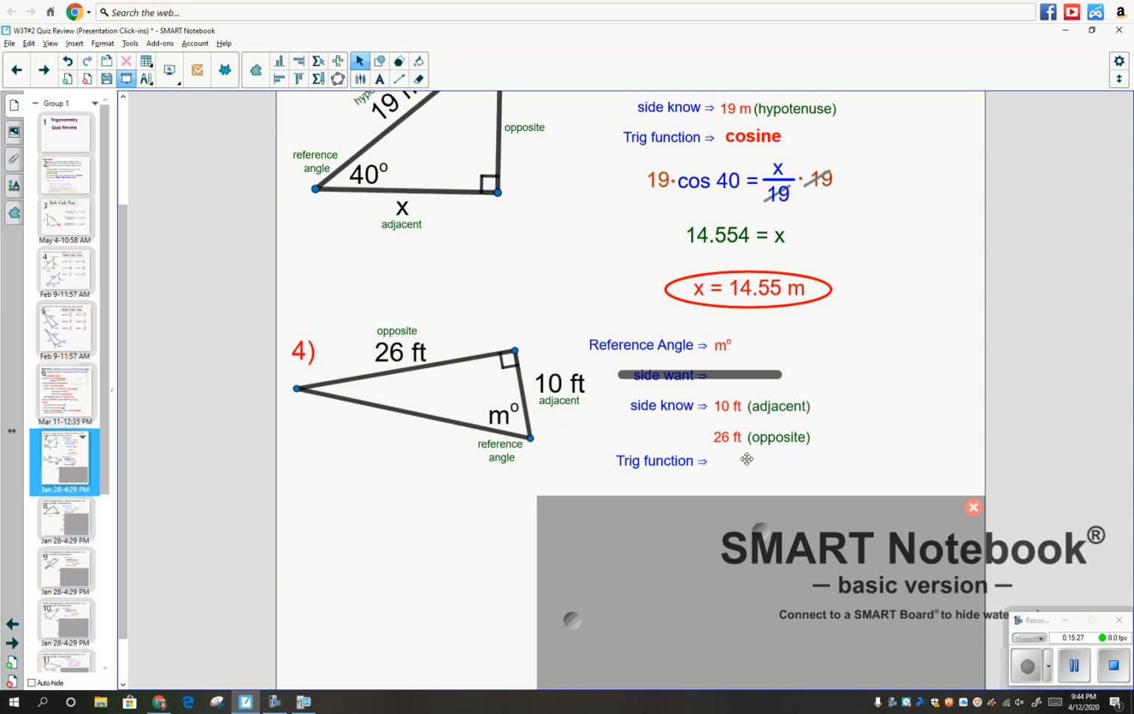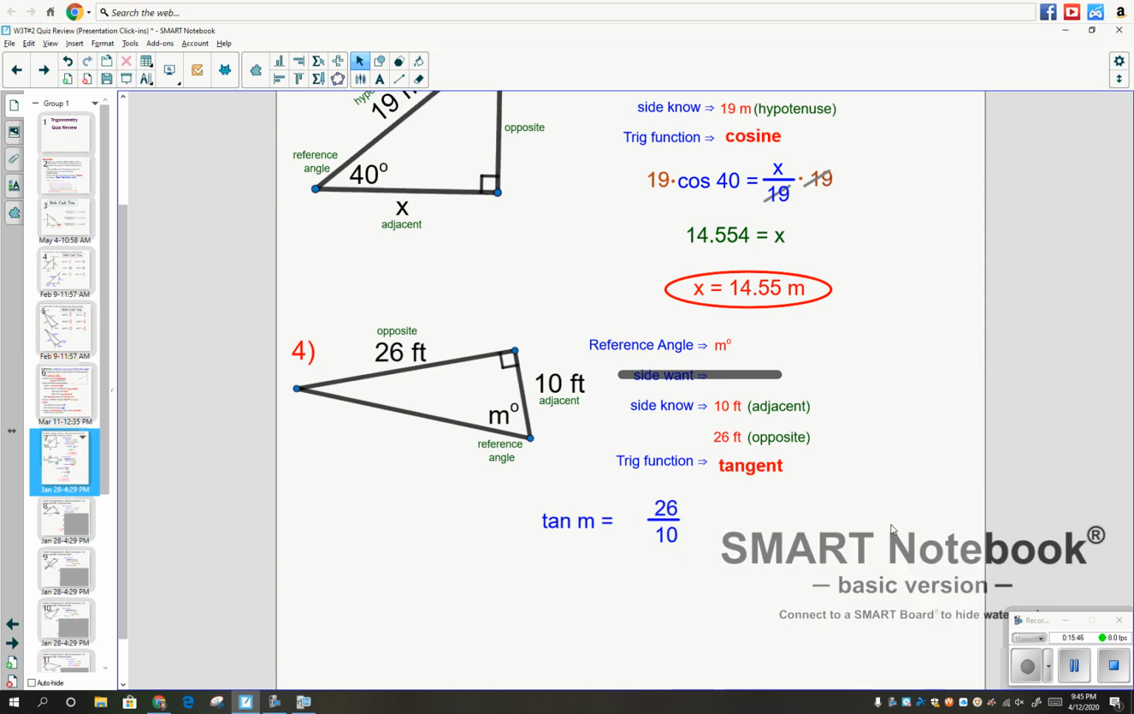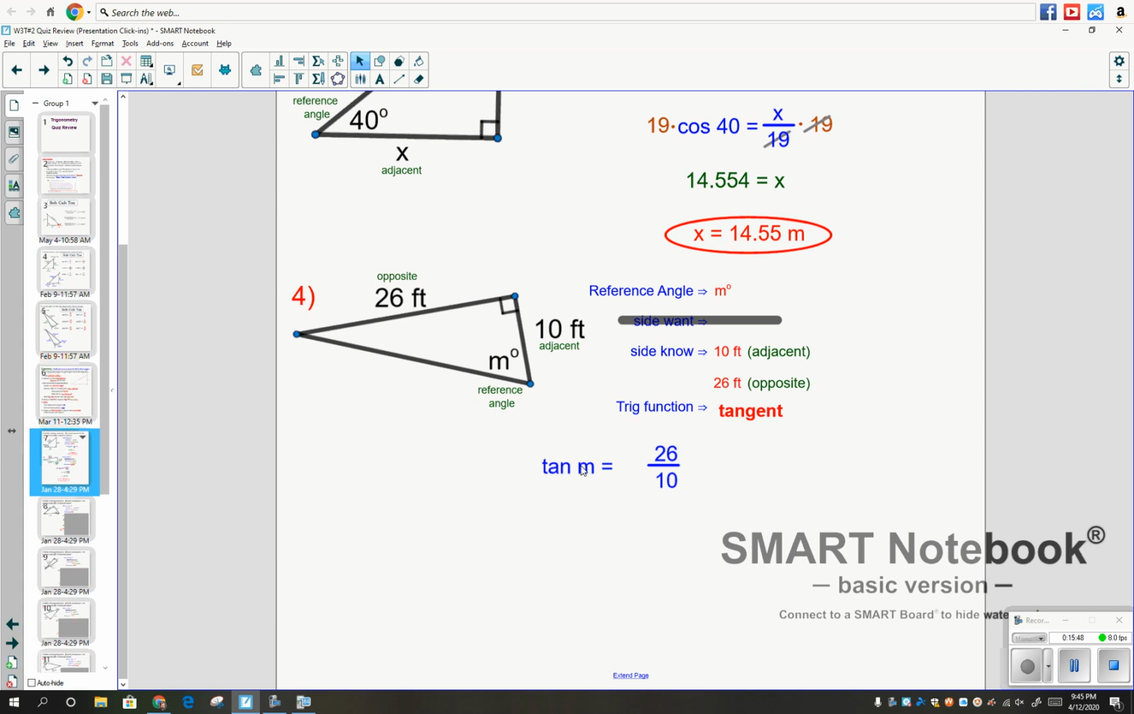So I'm using adjacent and opposite. Which trig function is that? Tangent. So what's my equation going to look like? Tangent of the angle, tangent of M, equals the ratio of opposite over adjacent. 26 over 10. Solving for an angle. How do I undo the tangent? How do I get rid of tangent? I do not divide. No, do not divide. I repeat, do not divide. We take the inverse. Tangent to the -1.